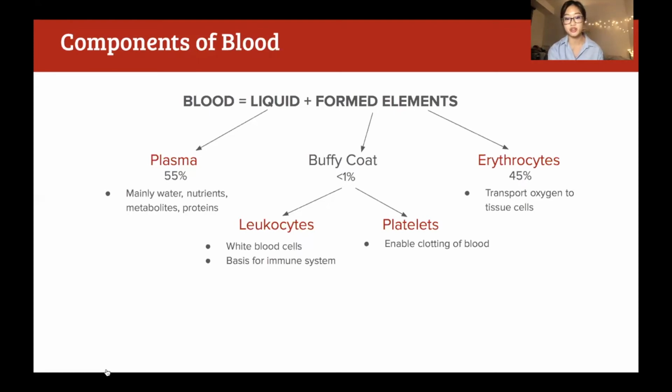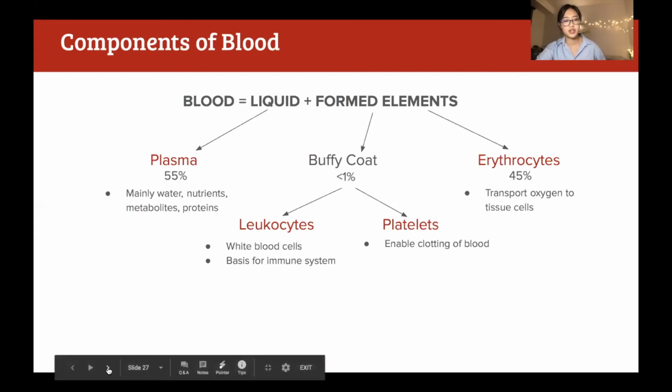Okay. And blood is also comprised of erythrocytes and the buffy coat. So these are the formed elements. The erythrocytes account for 45% of the blood in total. Erythrocytes basically refer to red blood cells, and these are what transport your oxygen to your tissue cells. And for the buffy coat, we have less than 1% of blood being the actual buffy coat. This buffy coat refers to leukocytes and platelets. Leukocytes are white blood cells. They're the basis for the immune system, and platelets enable the clotting of blood.